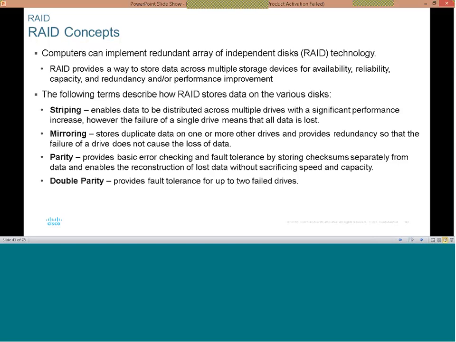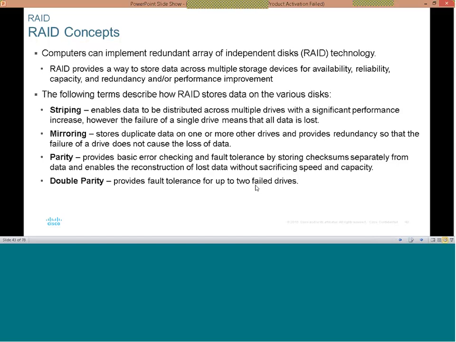And parity means it provides basic error checking and fault tolerance by storing checksums separately from data, which enables the reconstruction of lost data without sacrificing speed and capacity. So what parity actually does is basic error checking and fault tolerance each time there's a transmission of data. And then double parity provides fault tolerance for up to 2 failed drives.